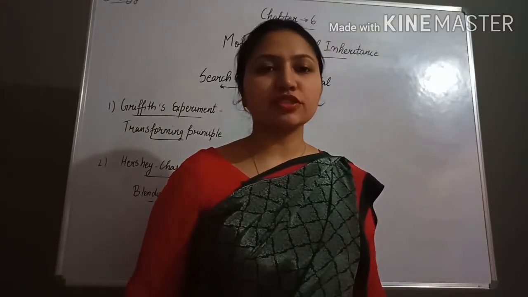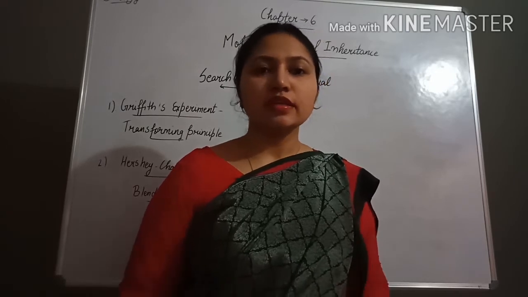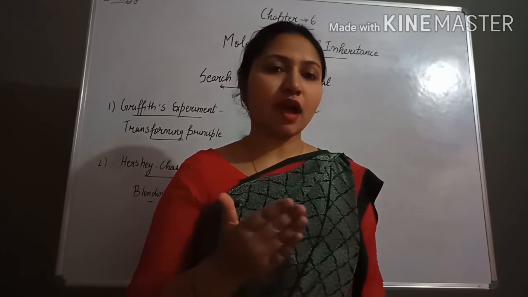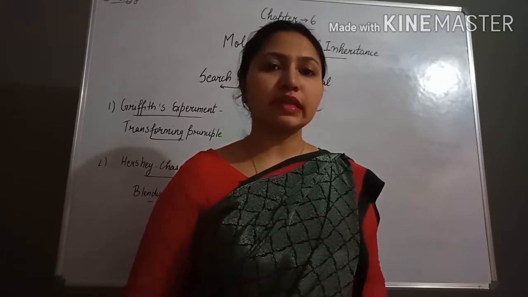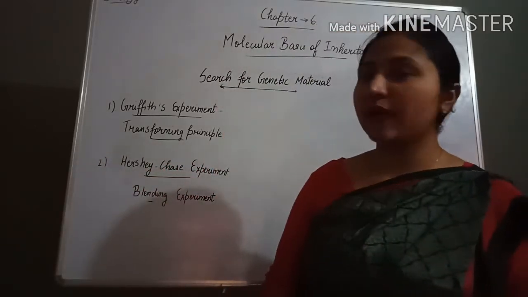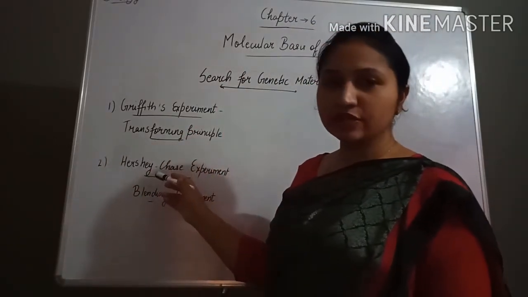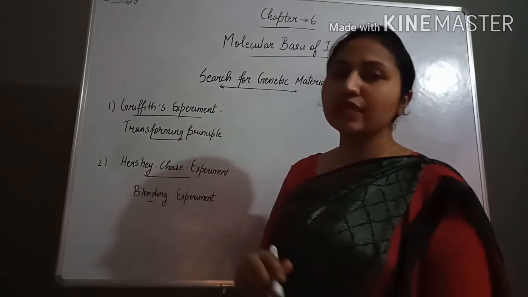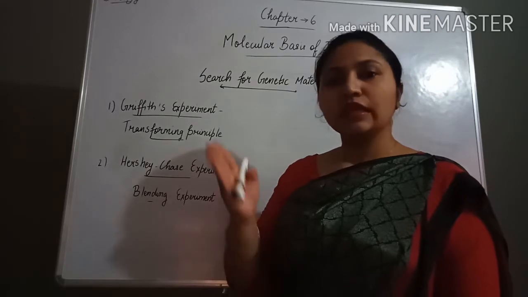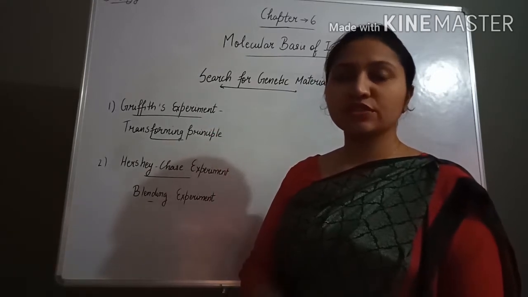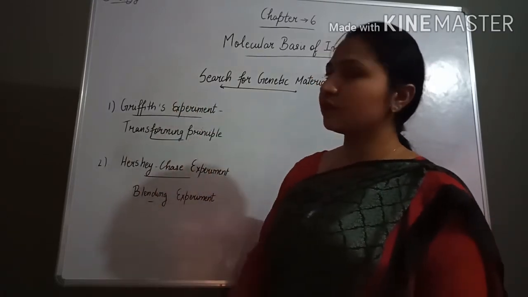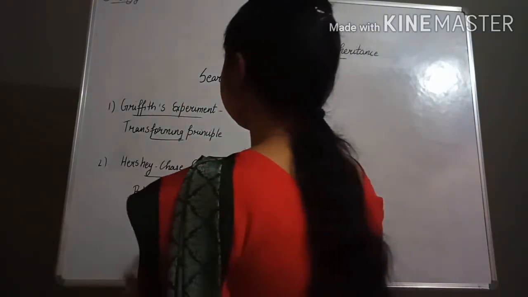In today's lecture, we will discuss the genetic material, and how we will come to know that DNA is the genetic material. There are two experiments, performed by Griffith and by Hershey and Chase, through which we will come to know that DNA is a genetic material and it transfers the genetic material from one generation to the next generation. So let's discuss Griffith's experiment in detail.